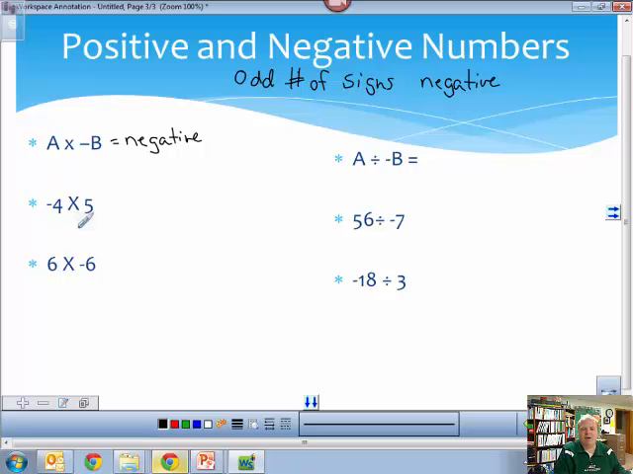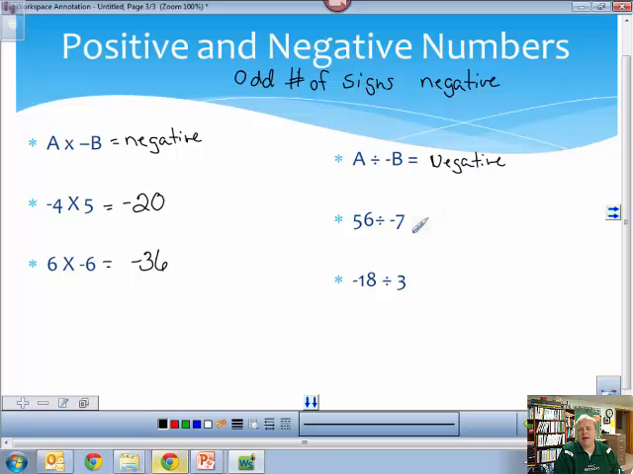So I have a negative 4 times a positive 5. So therefore, following that rule, my answer is going to be a negative 20. Same here. I have a 6 times a negative 6 following the rule. And now notice my negatives are in different spots, and it's smaller and bigger, that doesn't matter. What matters is the amount of negative signs that I have. Okay, and so since I only have one here, my answer is going to be a negative 36. Same over here when I look at division. I have A divided by a negative B. I only have one negative here, so my answer is going to be negative.